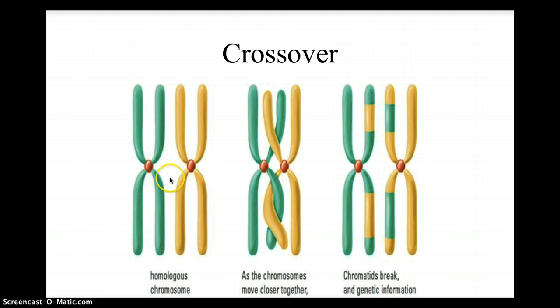So the green and the yellow are considered homologous chromosomes, and because they have identical strands of DNA, the green is identical to the other green because they are replicated. Green and green are considered sister chromatids. Yellow and yellow are sister chromatids. But green and yellow are not sister chromatids. They are homologous chromosomes. I know that's a lot of vocabulary, but I just wanted to try and give you a brief introduction to this.